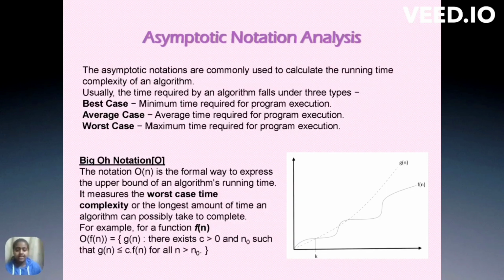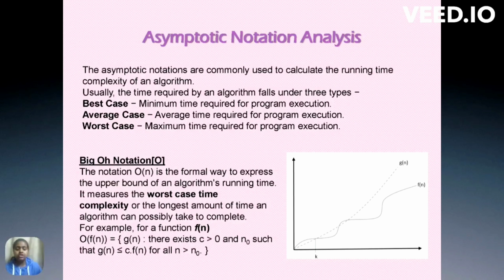Asymptotic notation analysis. Asymptotic notations are used to calculate the running time complexity of an algorithm. Usually, the time required by an algorithm falls under three types: best case, average case, and worst case. Best case, minimum time required for program execution. Average case, average time required for program execution.